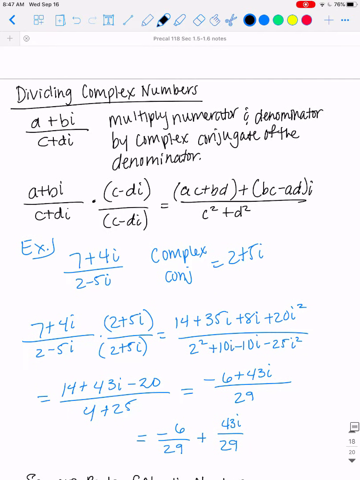Okay, so dividing complex numbers. We have a plus bi over c plus di. We're going to go ahead and multiply the numerator and denominator by the complex conjugate of the denominator. Our complex conjugate is c minus di, multiplied to the denominator and the numerator, and we get ac plus bd plus bc minus ad times i, over c squared plus d squared.